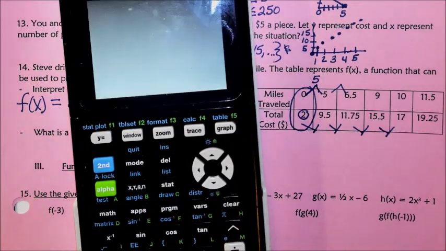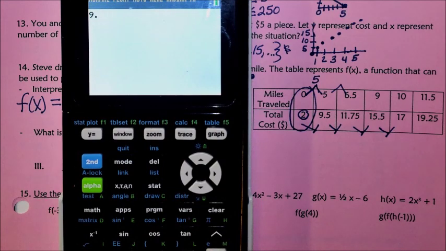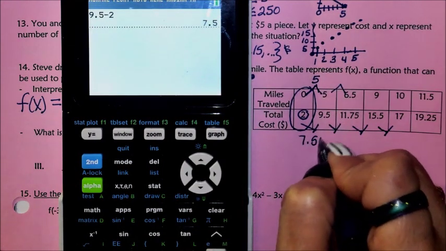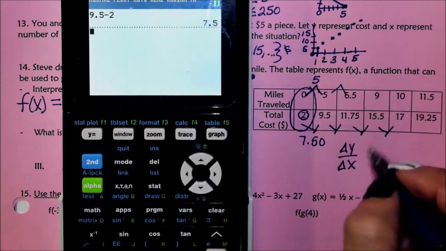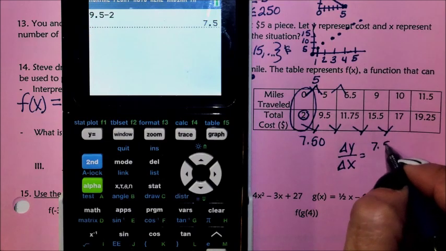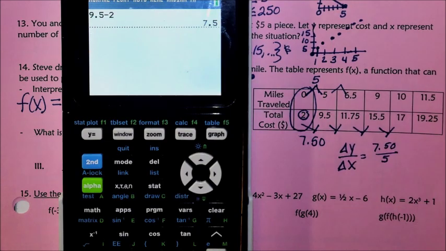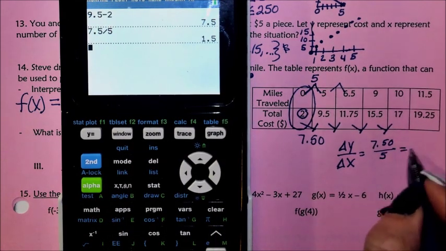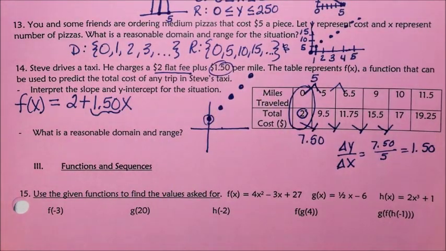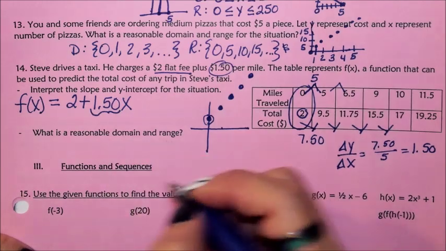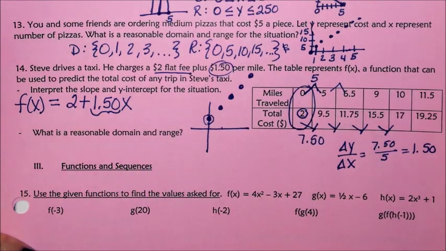Let's do 9.5 minus 2. So this is 7.50. So the change in y over the change in x is 7.50 divided by 5. So I'm going to take my answer, 7.5, and divide it by 5. It's $1.50. Well, if you remember, that's what they told us he was charging per mile. So my slope would be $1.50.